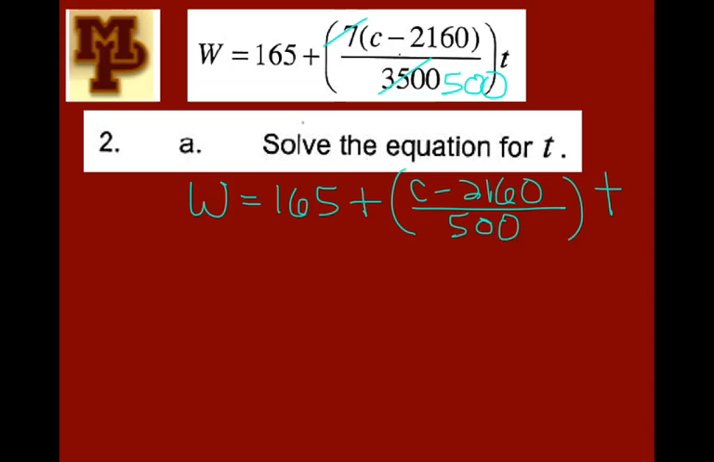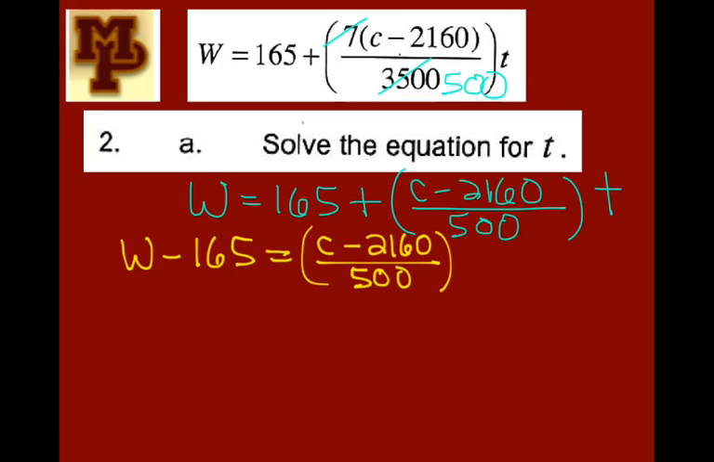First thing we want to do is subtract the 165 again. So W minus 165 equals C minus 2160 over 500, and then times T. So let's see, what can we do?